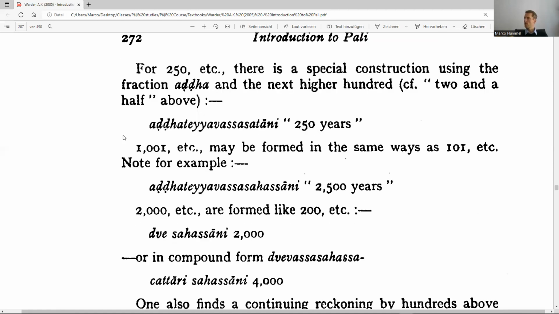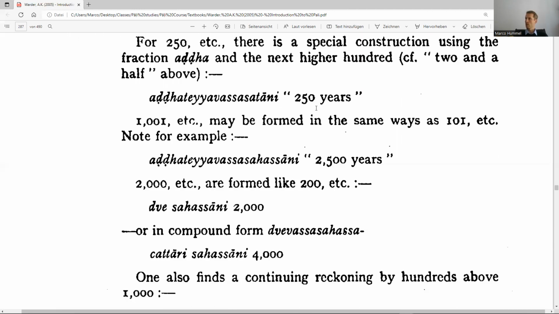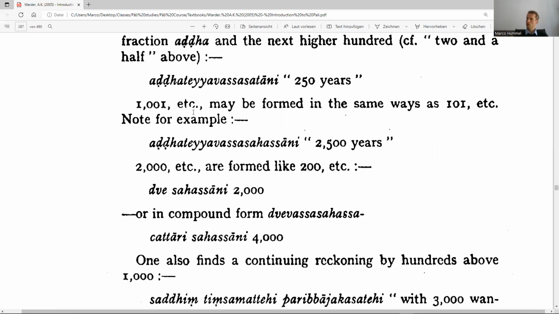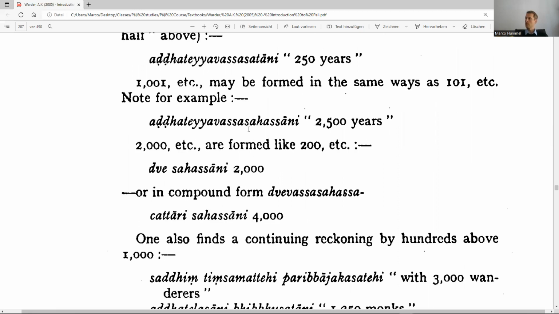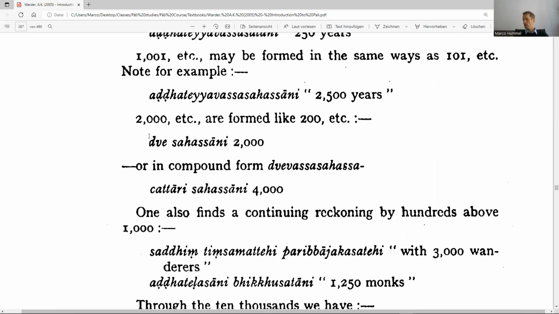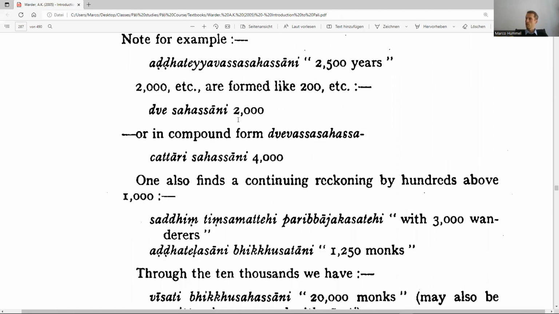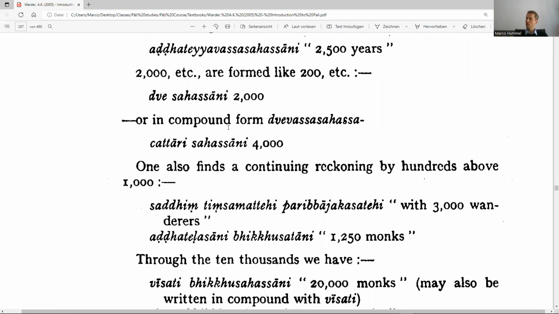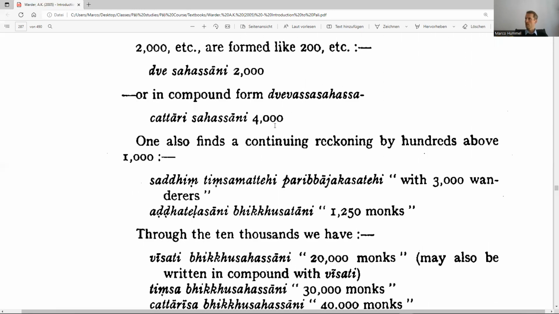For 250, etc., there is a special construction using the fraction atta and the next higher 100, 2.5 above. Attateya vassa satani, 250 years. 1100, etc., may be formed in the same way as 101, etc. Note, for example, Attateya vassa sahasani, 2500 years. 2000, etc., are formed like 200, etc. Dve satani, 2000, or in compound form Dve Vassa Sahasra, Chattari Sahasani, 4000.